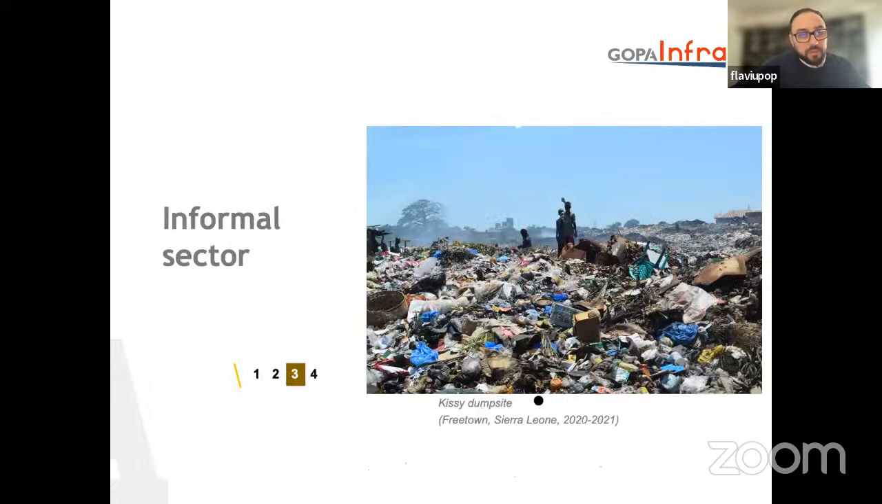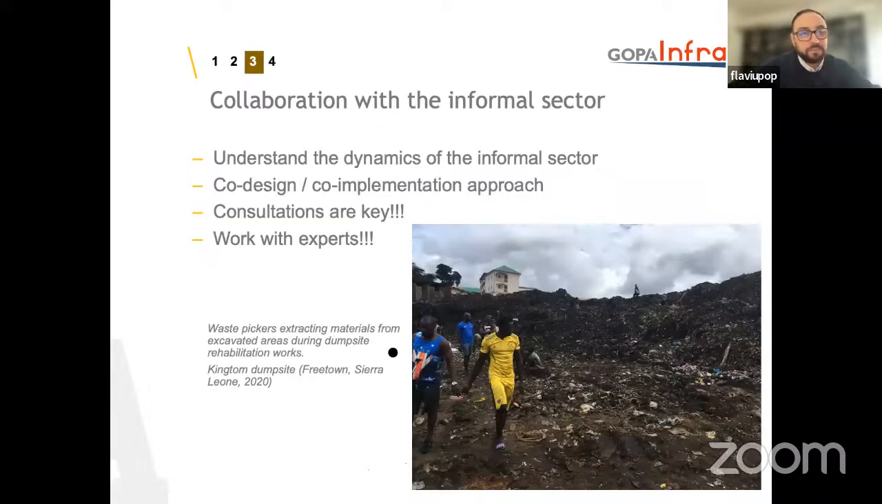Okay, in terms of the informal sector, I will just say a few words using this slide, and then I will stop so we can discuss some questions. I am not an expert on the informal sector, not a financial specialist. I just wanted to say that it's a very peculiar topic.